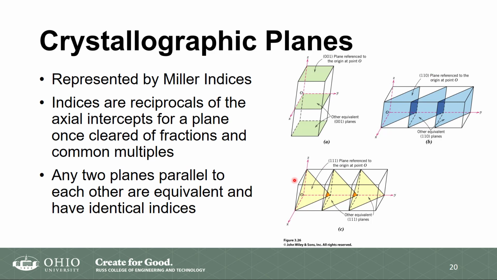And one thing to always note is that if you have two planes that are parallel to each other, they're equivalent and have identical indices. So for instance, you have a 1, 1, 1 here, but even if you have a 2, 2, 2, it will still be the same plane. It's just very slightly different in its notation.